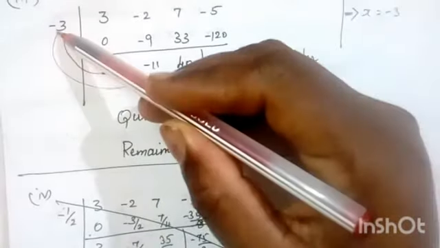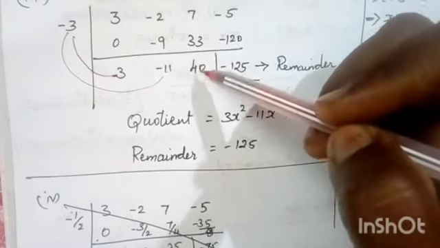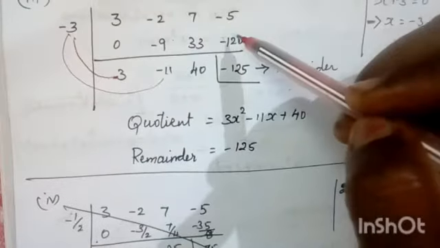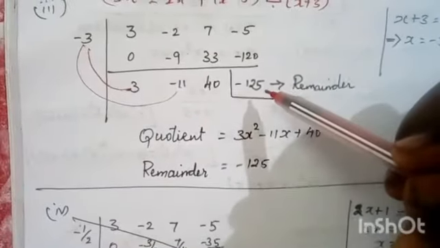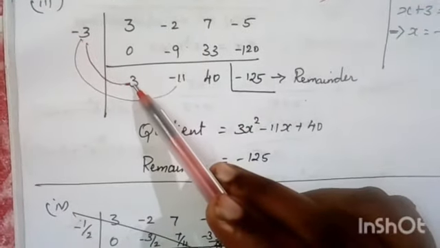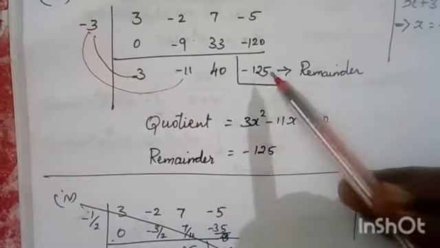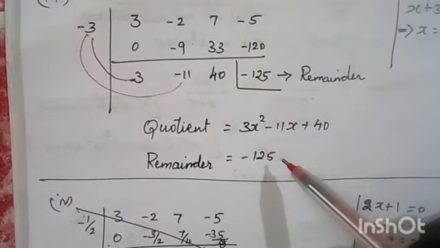Minus 11 into minus 3 is 33. Add these two, it is 40. 40 into minus 3 is minus 120. Add these two: minus 125. It is the remainder. So quotient is equal to 3x square minus 11x plus 40. Remainder is equal to minus 125.